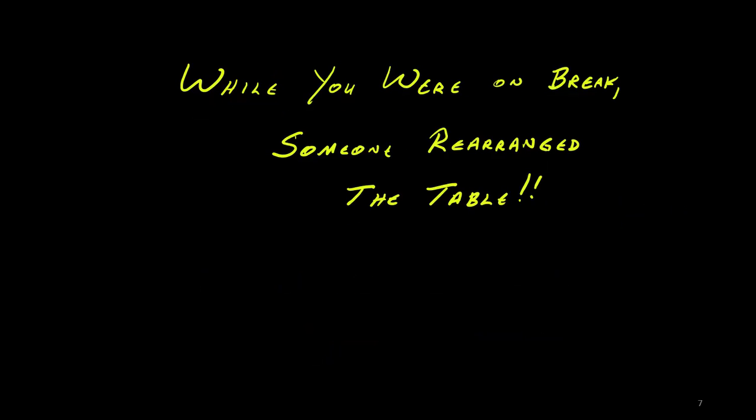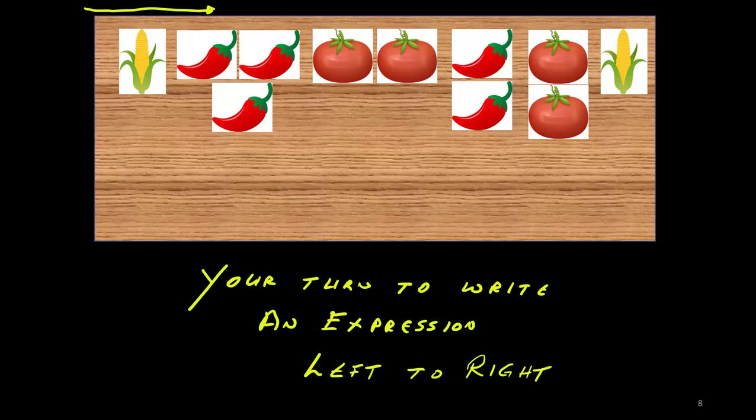Something terrible has happened. While you were on break, someone rearranged the table to look like this. If the head chef sees this, he'll go absolutely berserk. So before we start rearranging this table, what I'd like you to do now is to write down an expression, not the words like ears of corn or chilies, but with letters. Write down what you see on the table. Make it an expression.